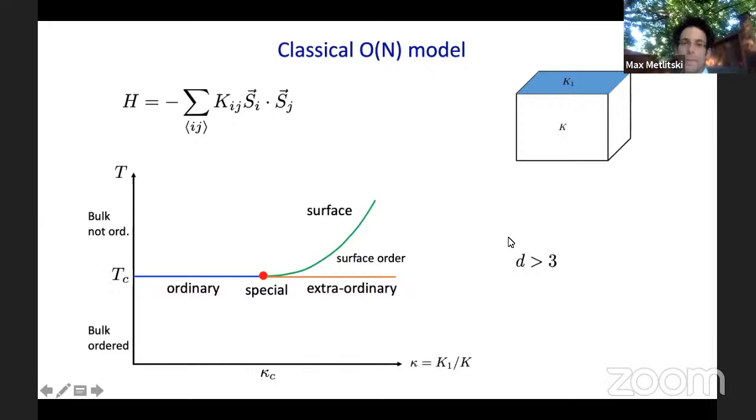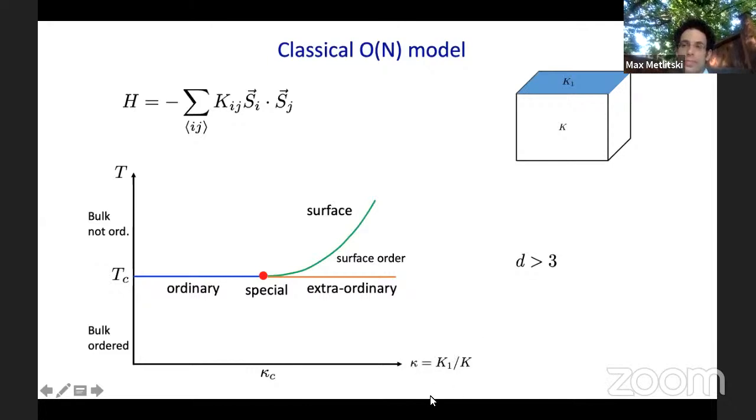First of all, of course, there is a bulk phase transition at T equal to Tc, where the bulk goes from paramagnetic to ferromagnetic. Now, what happens to the boundary at this bulk transition? Well, as long as the surface coupling K1 is not too large, the boundary orders at the same temperature as the bulk does. This boundary universality class is known as the ordinary boundary universality class.